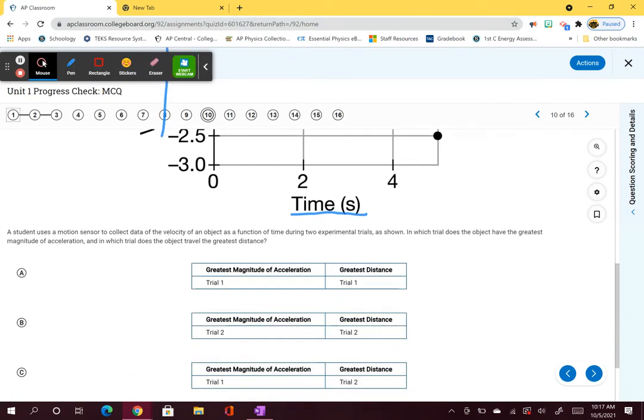So it says a student uses a motion sensor to collect data of the velocity as a function of time during 2 experimental trials as shown. In which trial does the object have the greatest magnitude of acceleration, and in which trial does the object travel the greatest distance? Okay, so it has a greater magnitude of acceleration. Let's focus on that first. So which trial has the greatest magnitude of acceleration?